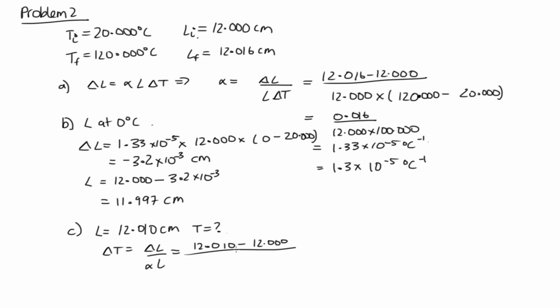So this is just 0.010 over alpha, which is 1.33 times 10 to the minus 5 times the initial length, which is the 12.000. Okay, so solving this, we end up with a change in temperature of 62.7 degrees C, and we've got an initial temperature of 20 degrees C, so the final temperature is equal to 82.7 degrees C.